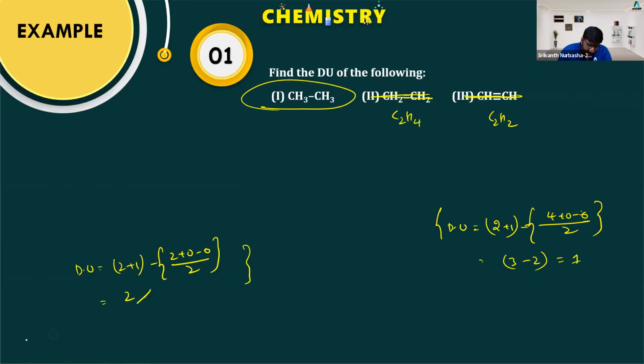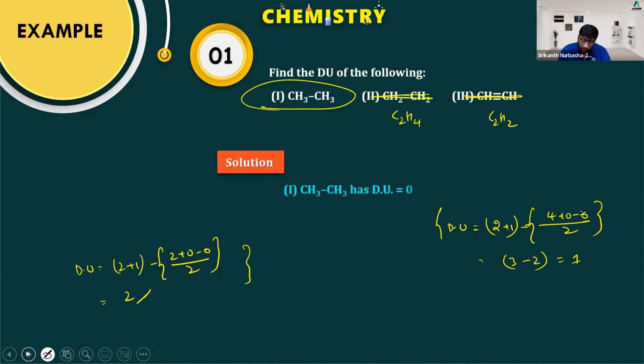Last class we have been studying the structural isomerism part. In that we have been discussing the double bond equivalent. The formula is number of carbons plus 1 minus the number of hydrogens plus number of halogens minus number of nitrogens, divided by 2. That formula you have to use.